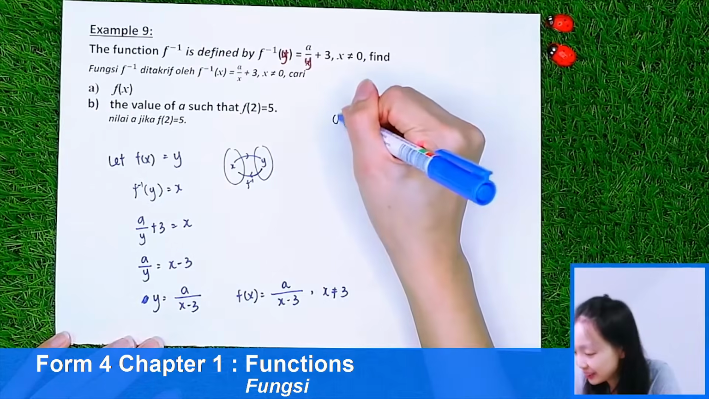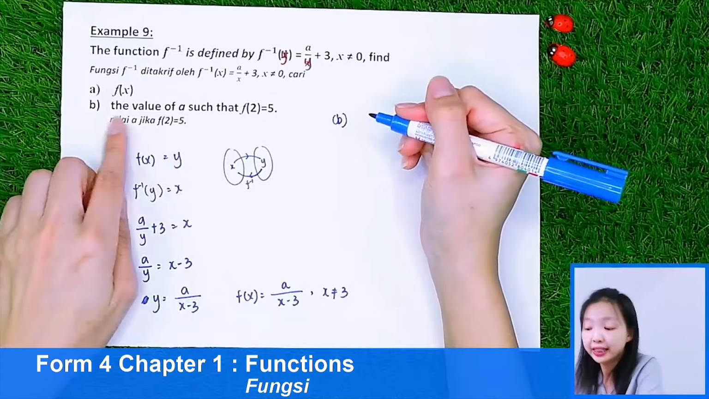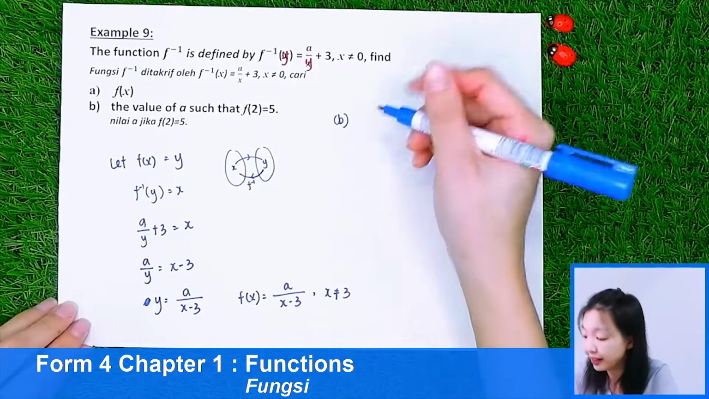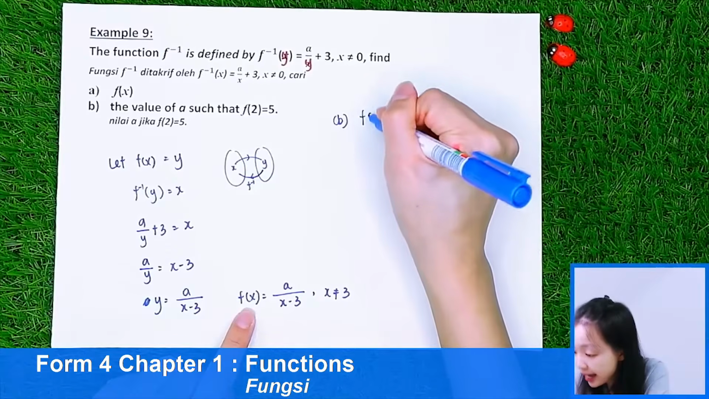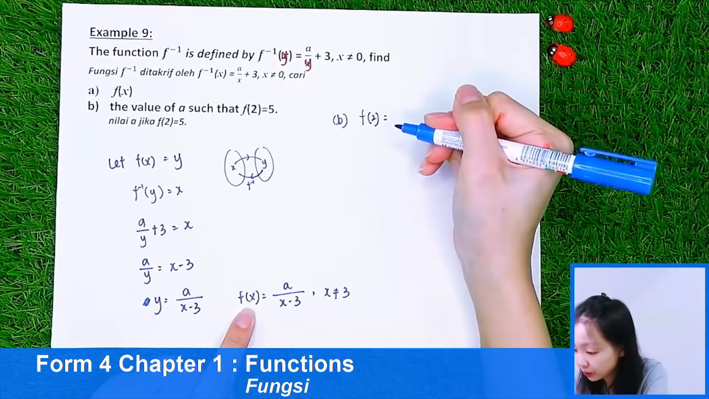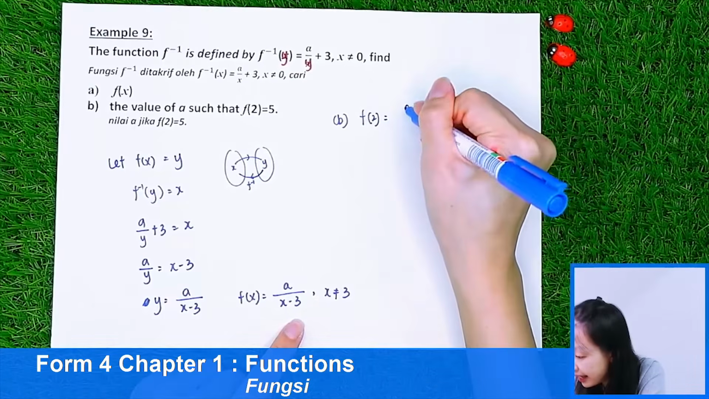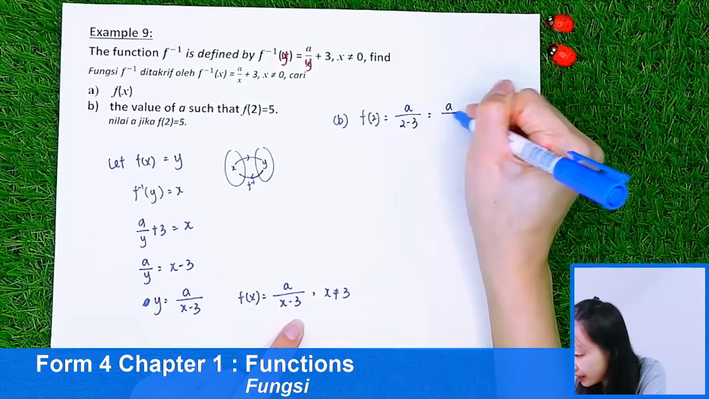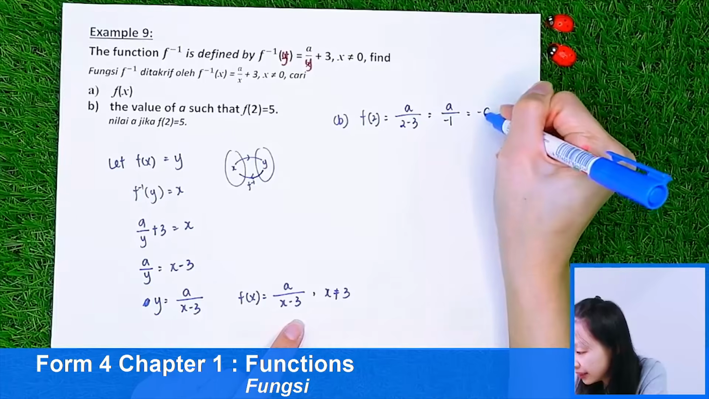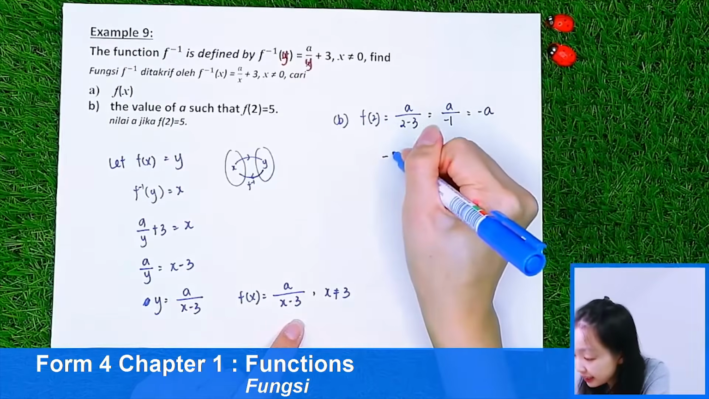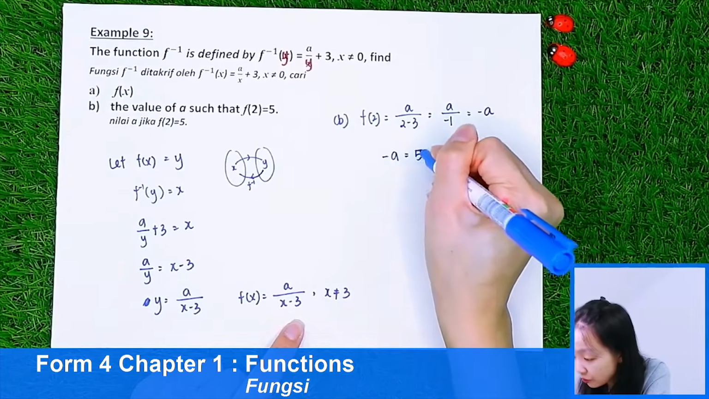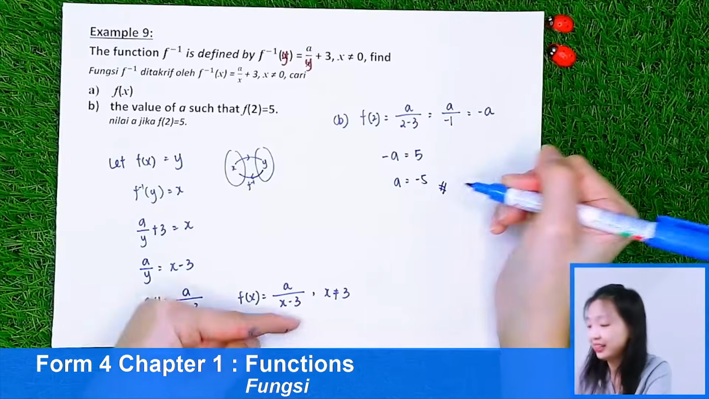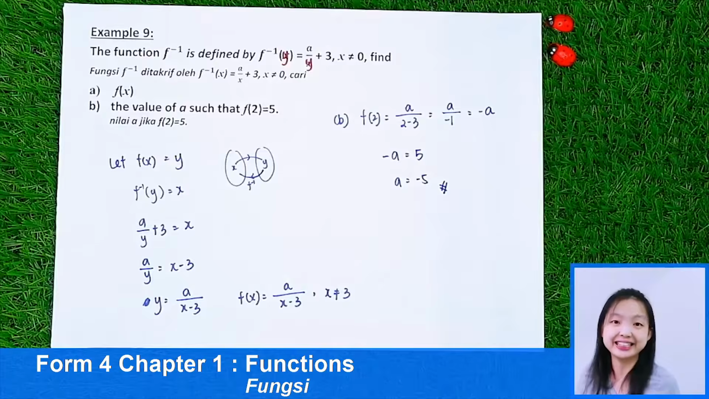Okay? Let us go to part B. What is the value of a such that f(2) is equals to 5? Okay, I will substitute x equals 2, f(2) is equals to 5. a over (2 minus 3), so a over negative 1. So it's negative a. Negative a is equals to 5. a is equals to negative 5. So this is my answer.